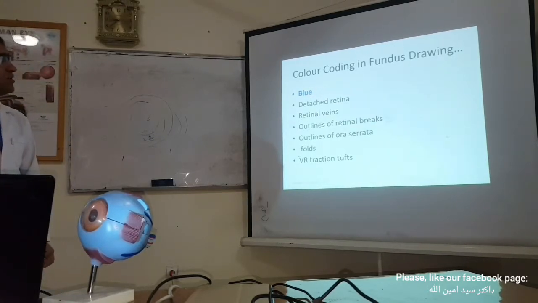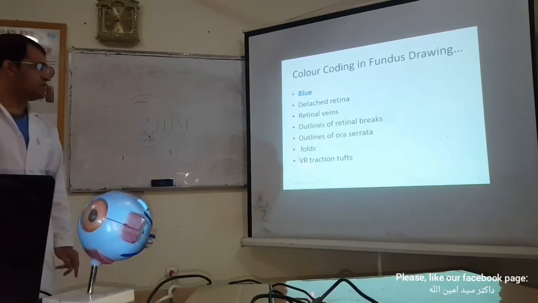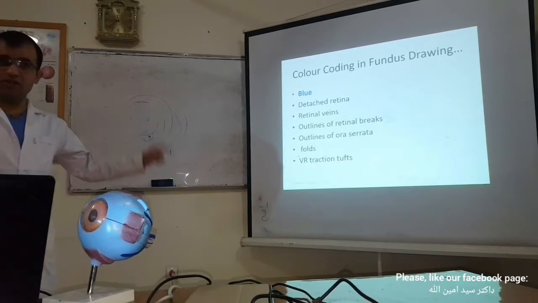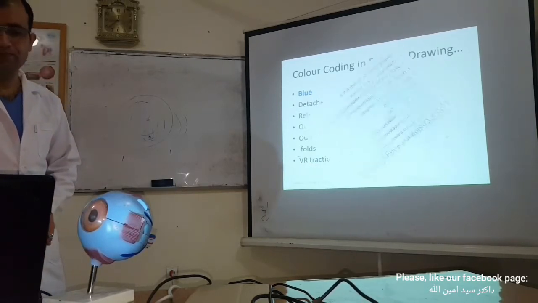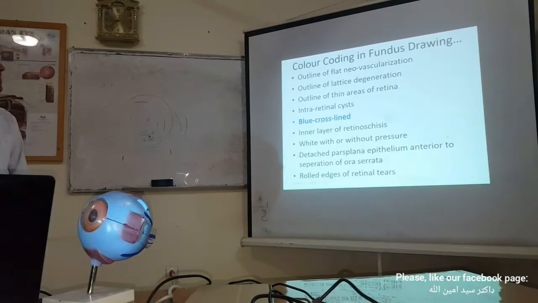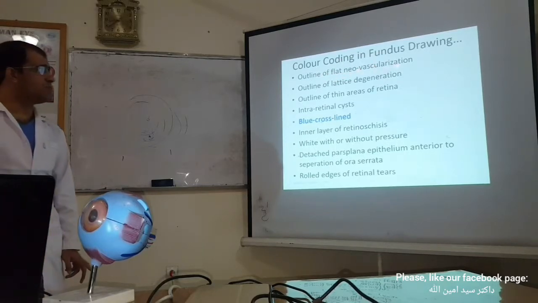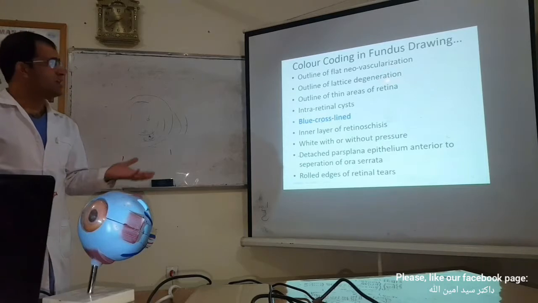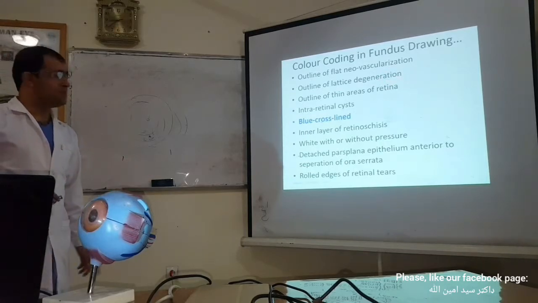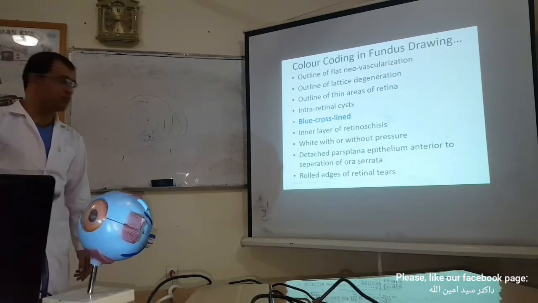And then color, okay, blue color, we say detached retinal veins, outlines of retinal breaks. We talked about outlines of ora serrata, folds, vitreoretinal traction tufts. The tufts we talked about, they are going to be in blue. And also outline of flat neovascularization. There are some different ideas about flat neovascularization. Some of the books you will see they are just in red color, but some of them they say the outline should be in blue.